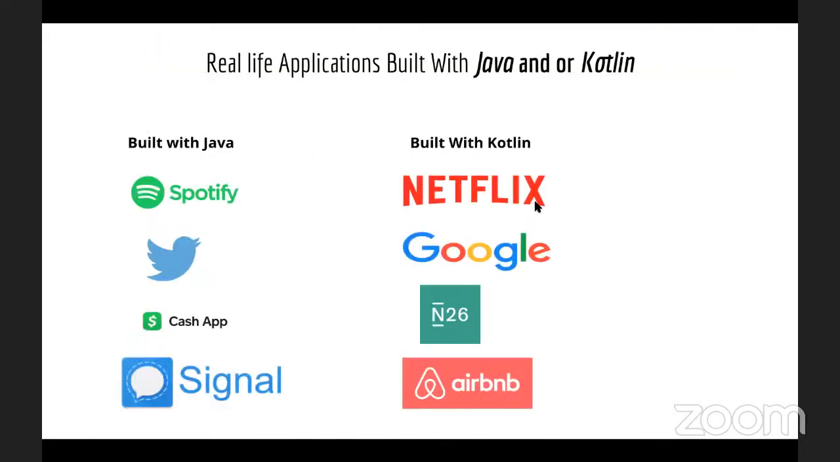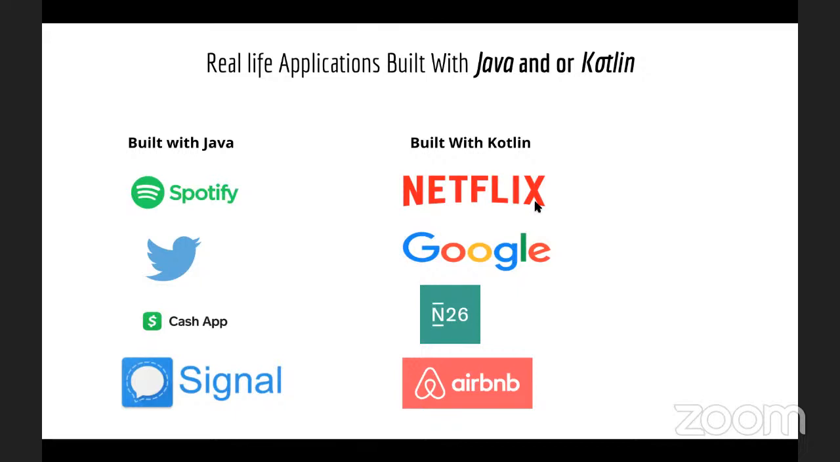Now, real-life applications that are built with Java and/or Kotlin. Big and popular companies that we know that are currently using Java are Spotify, Twitter, Cash App, Signal, and a lot of other applications. The ones that have declared that they migrated from Java to Kotlin are Google, Netflix, N26, Airbnb, Uber, Slack, and several other applications.